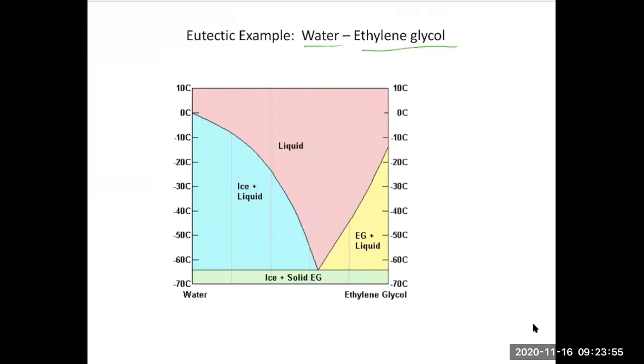Maybe not in Berkeley. Anybody here from a cold place? How cold? Michigan. Yeah, cold. Very cold. Okay. So this is antifreeze, right? Water plus ethylene glycol. This is what you put in the radiator of a car so that it doesn't freeze.